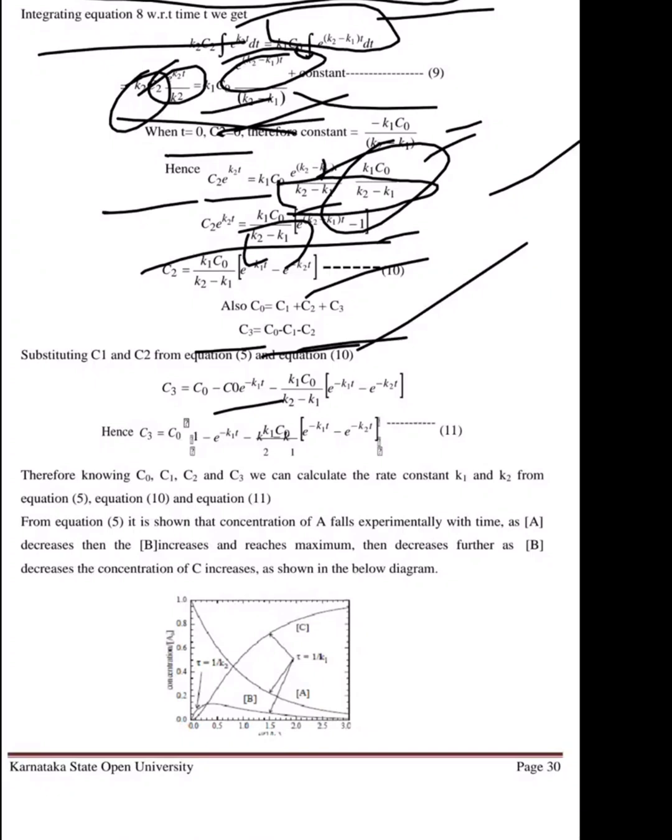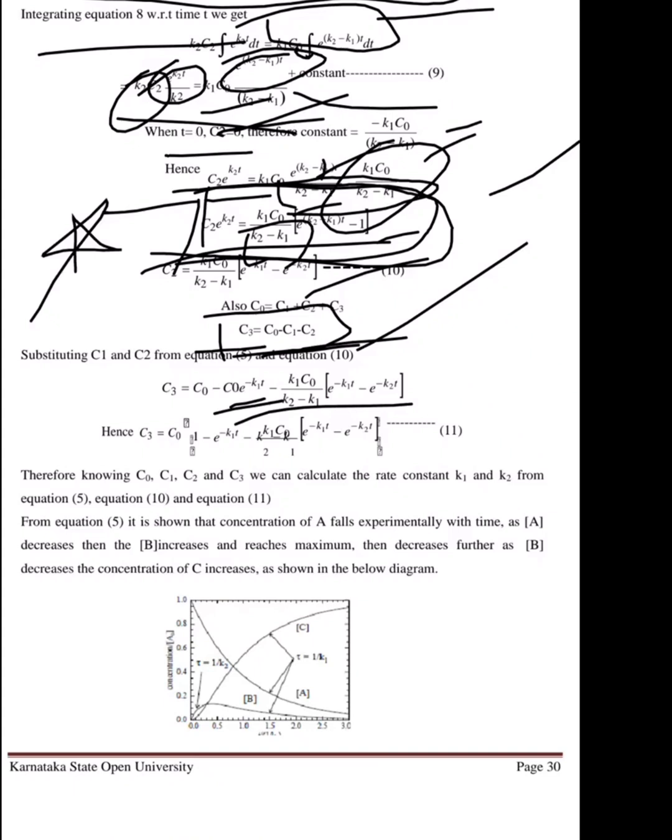These values you are going to integrate in this equation. C3 is equal to C0 minus C1 plus C2 minus C2. So C2 is equal to minus C0 e to the power of minus K1t minus K1. This equation is taken from here, where we have got this value for C2.